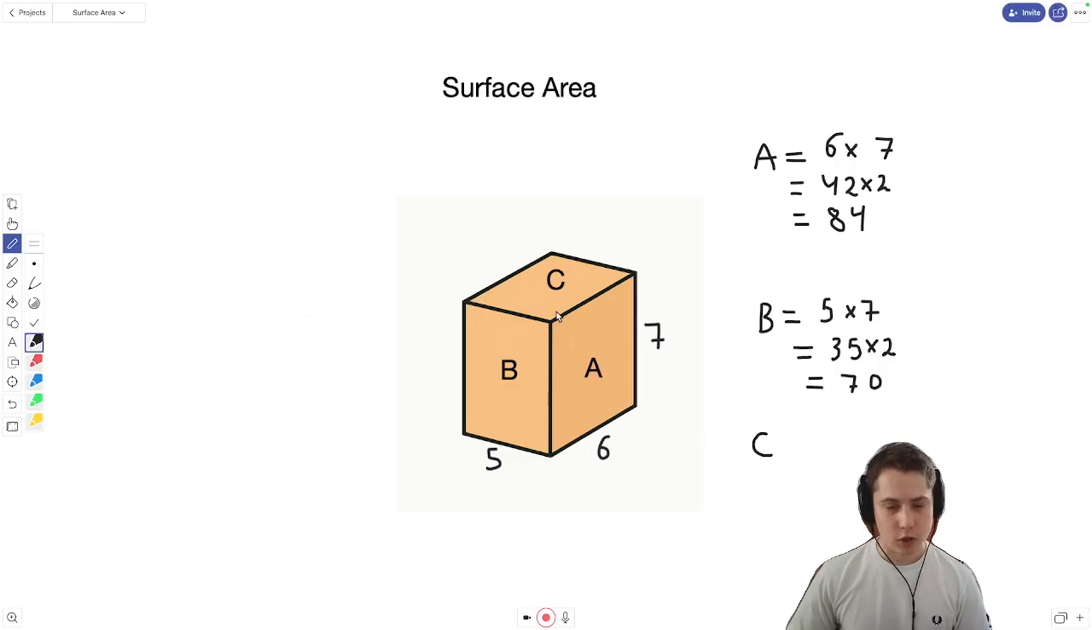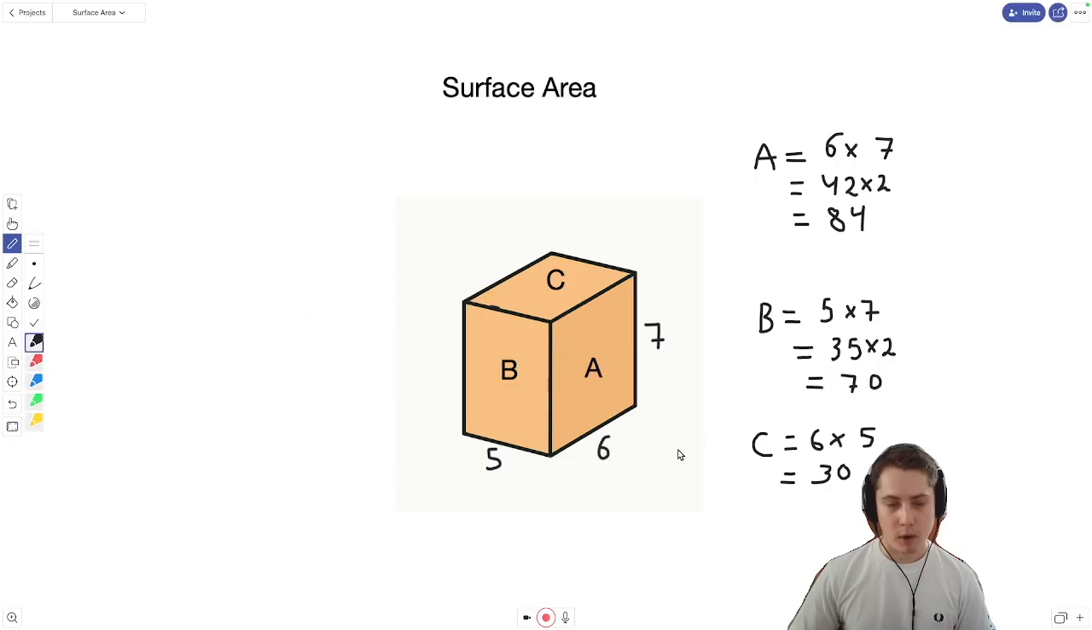Okay, what are the dimensions for this one? Well, we know this line here is going to be 6. So we're going to write 6. And we're going to multiply it by, what do you think? If you said 5, you are correct. Because we know this is the line we need right here. And we have the 5 right here. So it's going to be 5. So C equals 6 times 5. And that equals to 30.